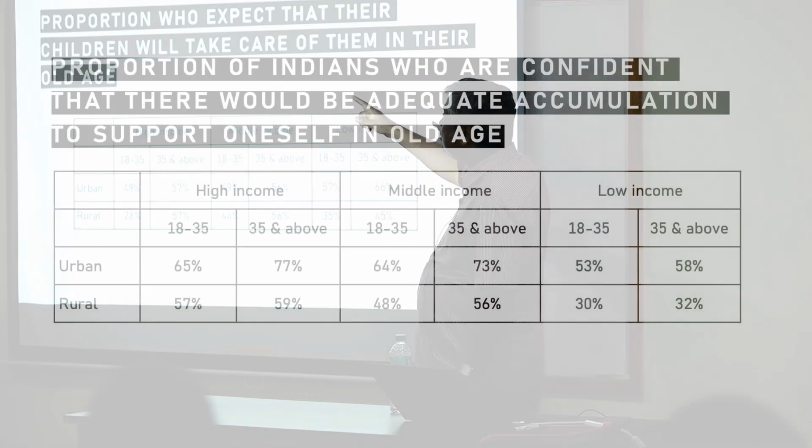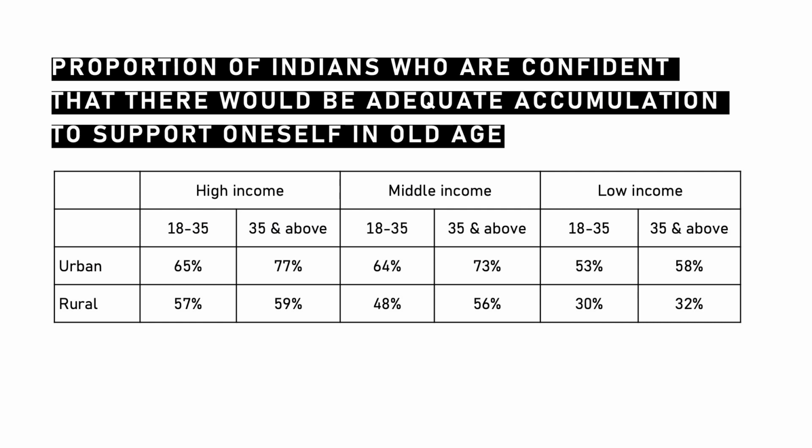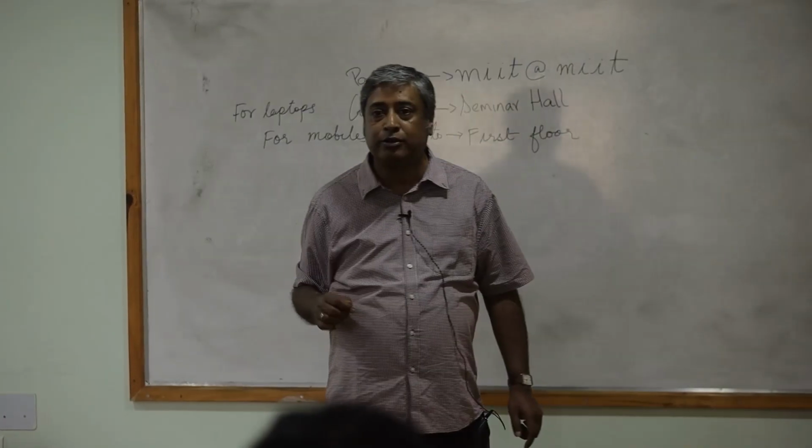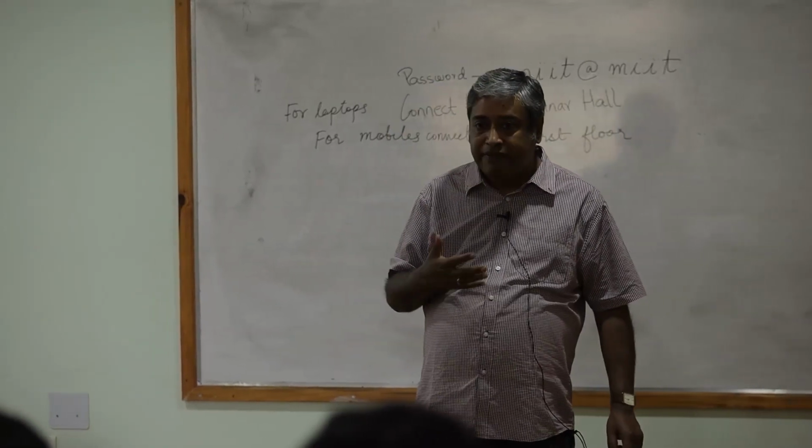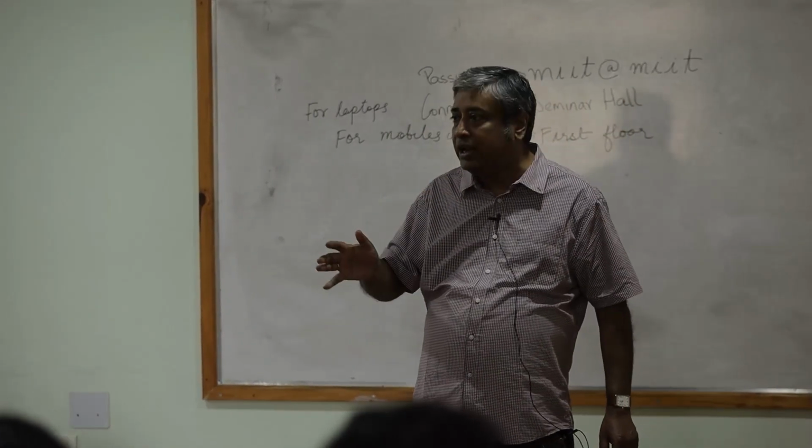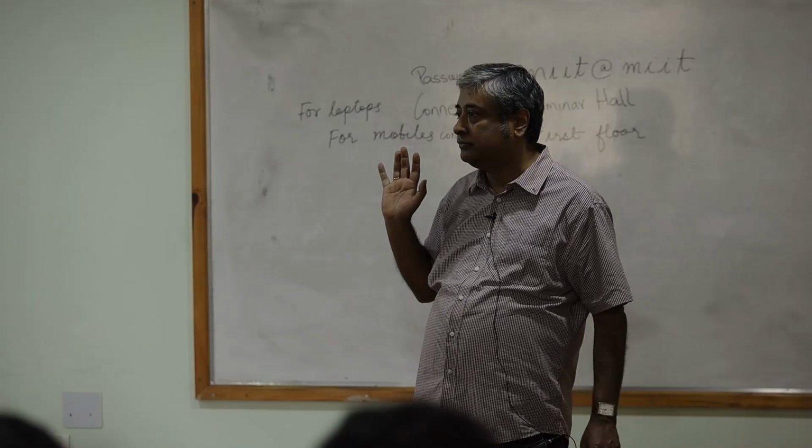Now, the proportion who expect that their children will take care of them. This is the biggest problem in India. Most studies have shown that while the older generation expects their children to take care of them, the younger generation does not expect their children to take care of them. That means, behavior-wise, the children are very unlikely to be your financial support.